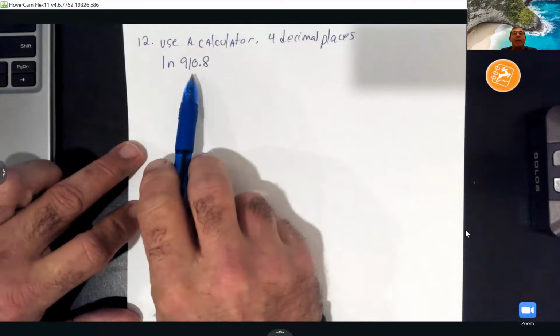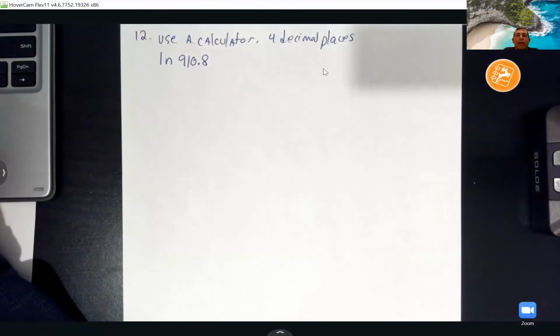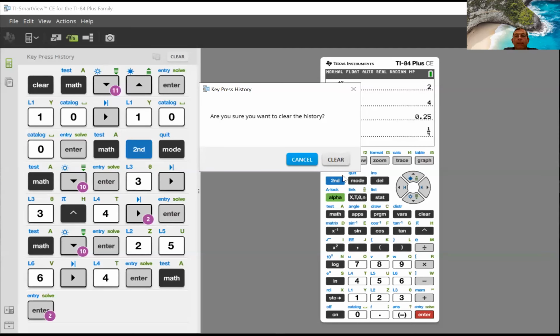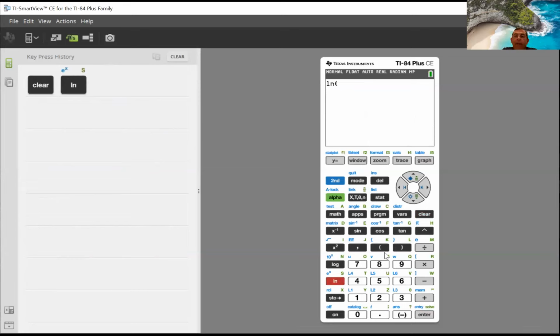Well, right on the front of that calculator is the ln button. So y'all, let's go use our calculator here. I'm going to clear all this history off. All right, so ln is right next to the 4, so hit ln and then punch in 910.8. And y'all want to hit enter.